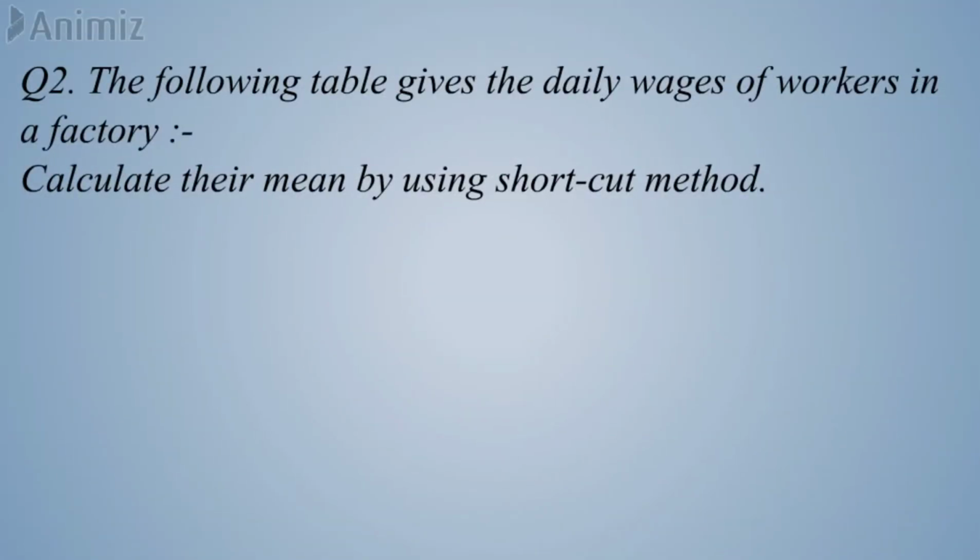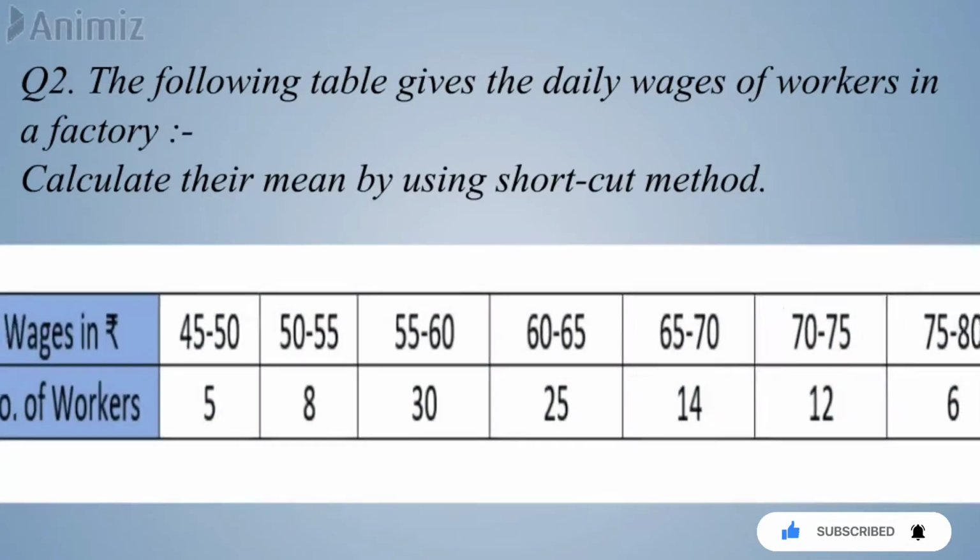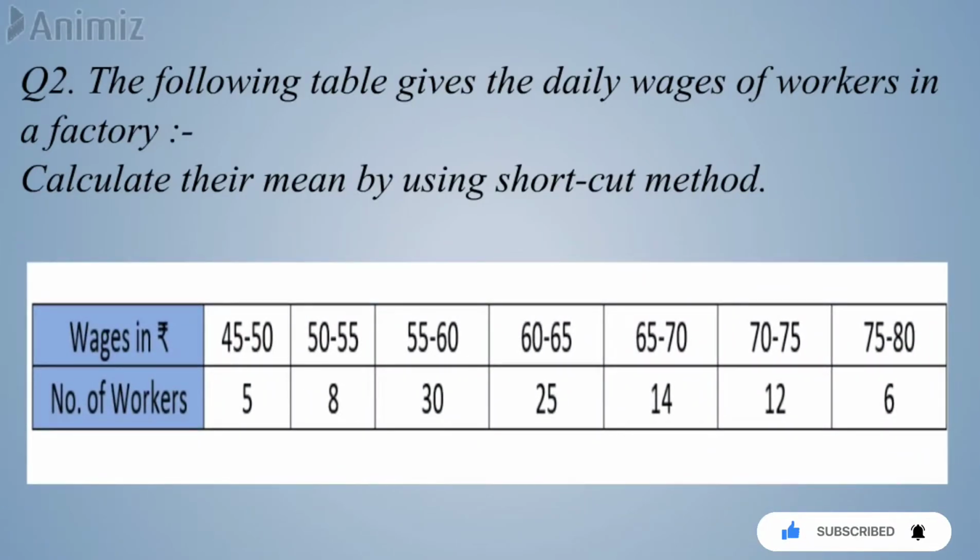Students, let's go for the second method. The following table gives the daily wages of the workers in a factory. You are asked to calculate their mean by using the shortcut method. Wages are given in rupees. The class is continuous. The number of workers is given. So what is the change as compared to the first method?